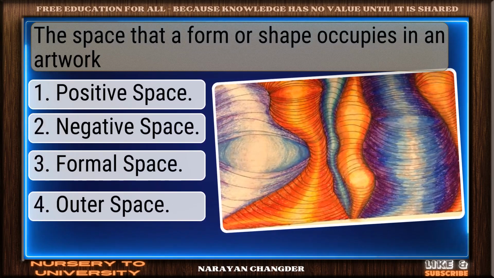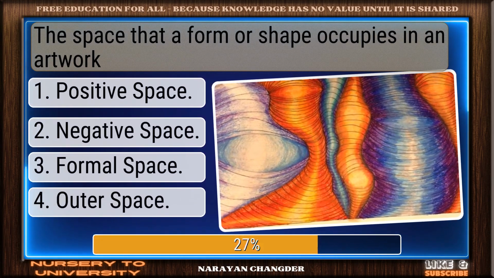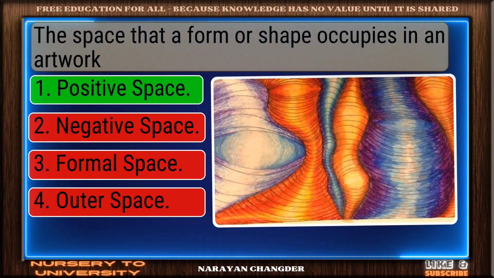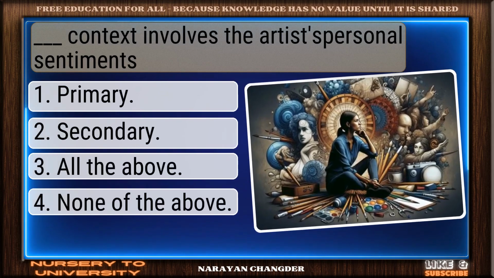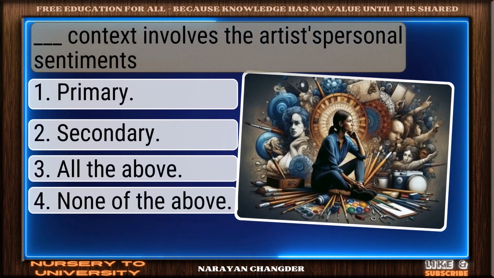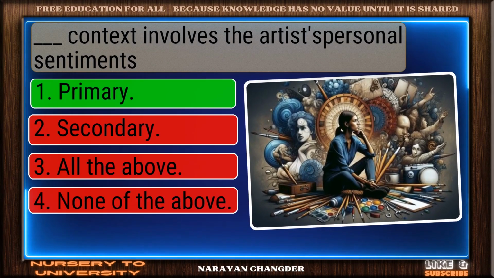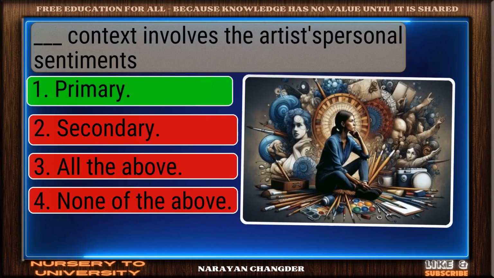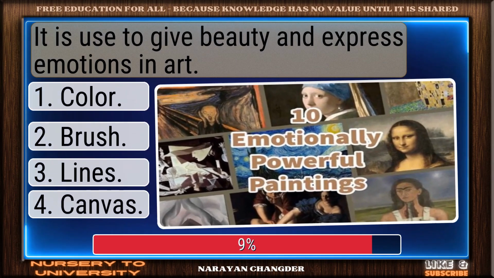The space that a form or shape occupies in an artwork. Correct response. Positive space is the most accurate answer. Dash context involves the artist's personal sentiments. Well reasoned. Primary is the correct choice. It is used to give beauty and express emotions in art.